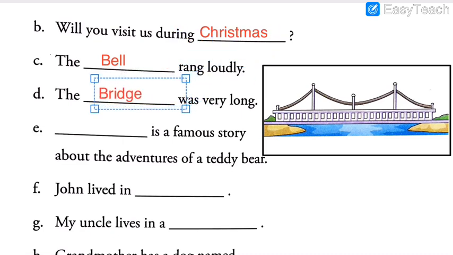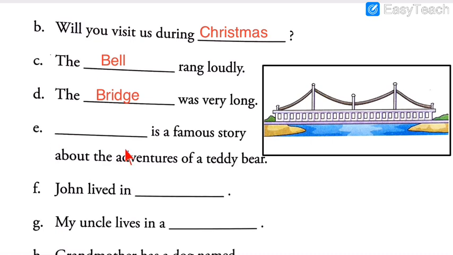So I have written the answer for you. Please copy down the answer properly. The bridge was very long. Now a bridge is used to cross, it is a kind of route built over the sea or the river. In short, to reach from one end to another across the sea, across the water. So I hope students you are writing your answers properly.